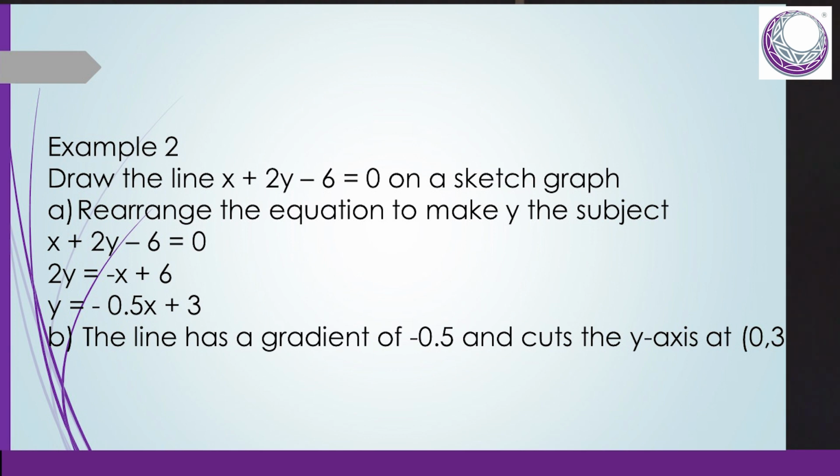So it gives me 2y is equals to minus x. Why minus x? Because this was a plus x. When it crosses the equal sign, it becomes a minus x, and then plus 6, because the minus 6 is crossing the equal sign and therefore changes its sign.